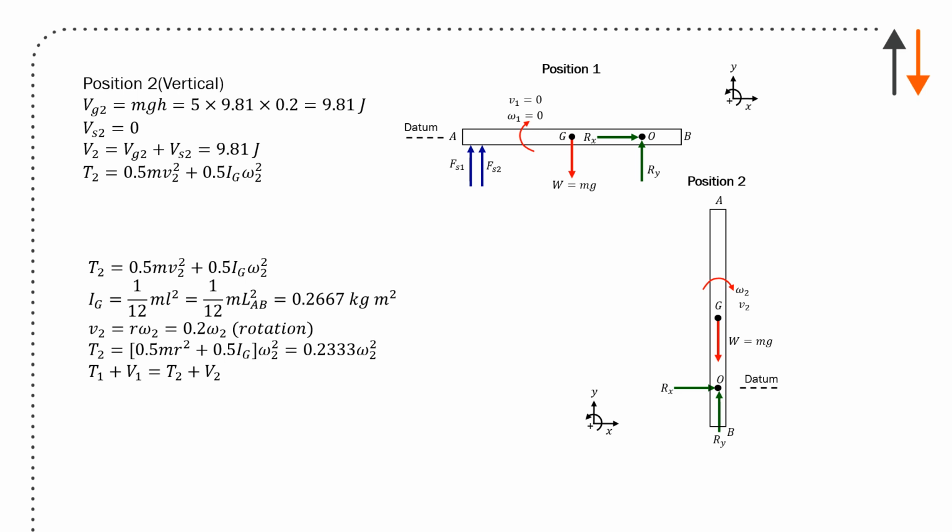T1 plus V1 equals T2 plus V2, conservation of energy. Substitute in terms, and you only have one unknown, and that is omega 2.